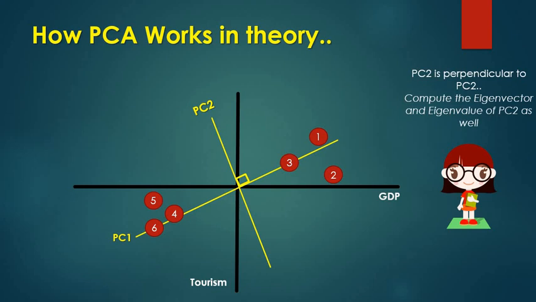So how is PC2 constructed, or how do we say that this is going to be PC2? Well, the line that is perpendicular to PC1 simply constructs PC2. And as always, what we do is compute the eigenvector and the eigenvalue of PC2. And the eigenvalue of PC2 should be the second largest value after PC1, because we agreed that PC2 explains the second top variability in my dataset.